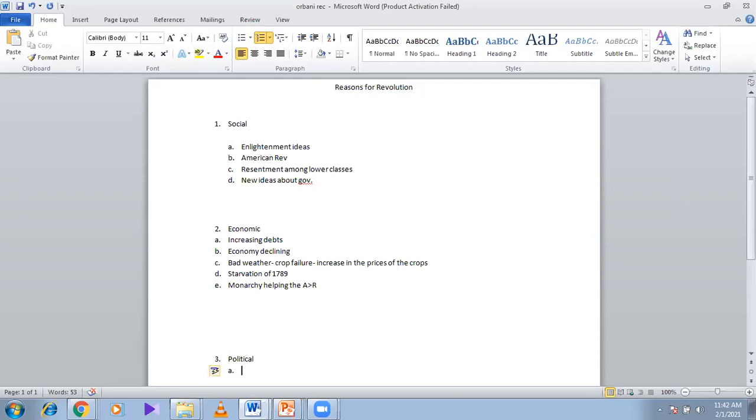E, the monarchy helped the American Revolution. Previously there was the American Revolution, and at the end of the American Revolution, if you remember, France joined the Americans to fight the British. When they joined in the last two battles, they had to spend a lot of money on the ships, on the supplies, on the troops. But because they helped the Americans, they spent a lot of money, and now they don't have enough money for their own country. Clear? Okay.